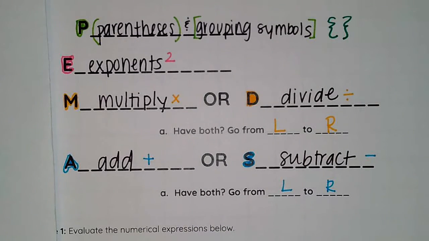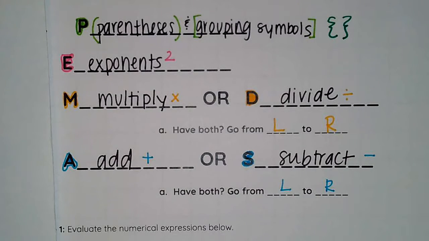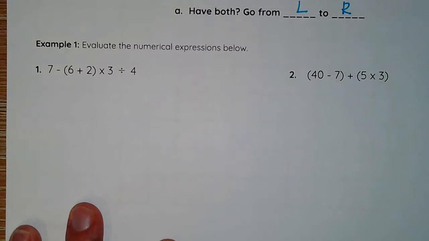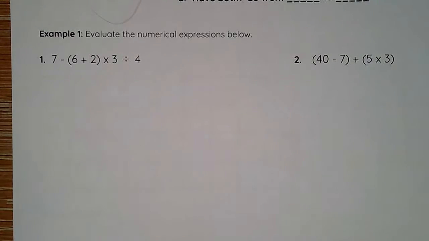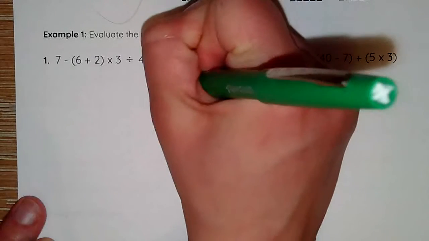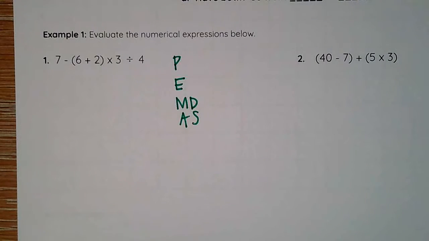And then once we've exhausted all multiplying and dividing, we move on to adding and subtracting. Same thing as multiplying and dividing, though. It's adding or subtracting. Whichever one comes first when we move left to right is what we evaluate first. So let's try a couple of problems here. We've got a couple expressions that we will solve together. One thing that I like to do is write PEMDAS down the side of my paper. This allows me to check off each step as I go.